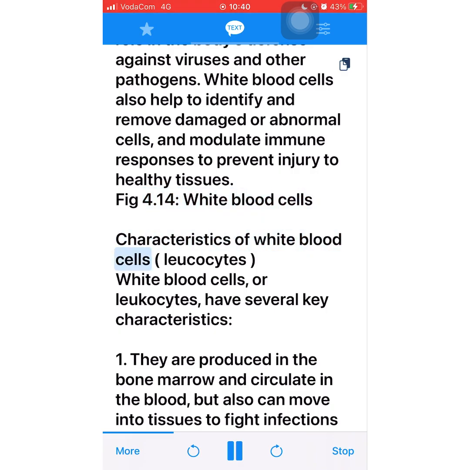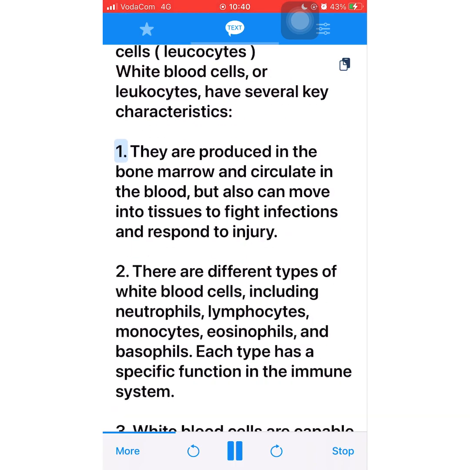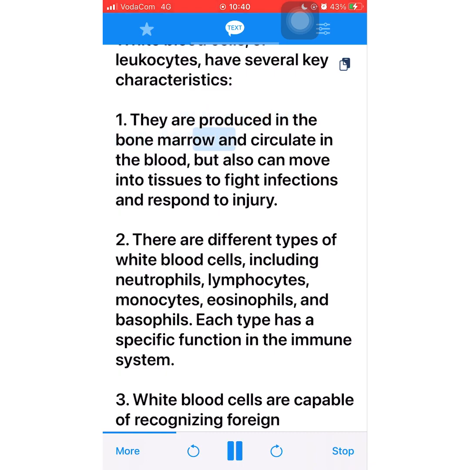Characteristics of white blood cells, leukocytes. White blood cells, or leukocytes, have several key characteristics. 1. They are produced in the bone marrow and circulate in the blood, but also can move into tissues to fight infections and respond to injury. 2. There are different types of white blood cells, including neutrophils, lymphocytes, monocytes, eosinophils, and basophils. Each type has a specific function in the immune system.